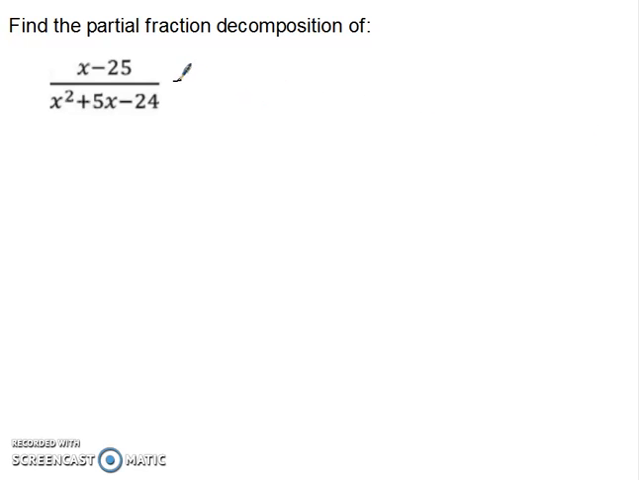My first step is going to be, of course, to factor the denominator, so x minus 25 over, and then factoring, I get x plus 8 times x minus 3. So my two fractions are going to be a over x plus 8 and b over x minus 3.